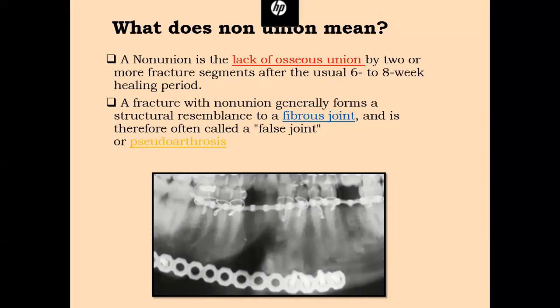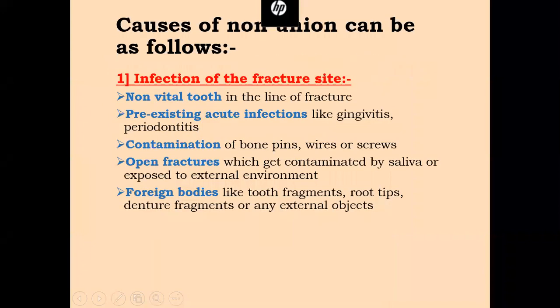A fracture with non-union generally forms a structural resemblance to a fibrous joint and is often called a false joint or pseudo-arthrosis. This can be asked as an MCQ: what does a non-union fracture resemble? It resembles a fibrous joint, which is known as pseudo-arthrosis. Here we can see that the fractured segments have been fixated, but there is no union between the two bony parts. Now coming to the causes of non-union.